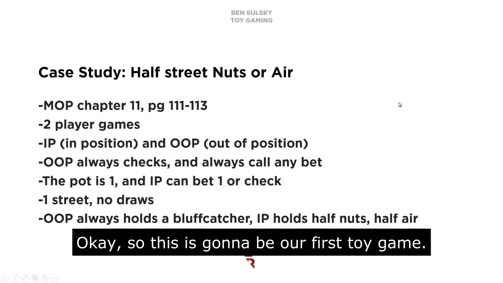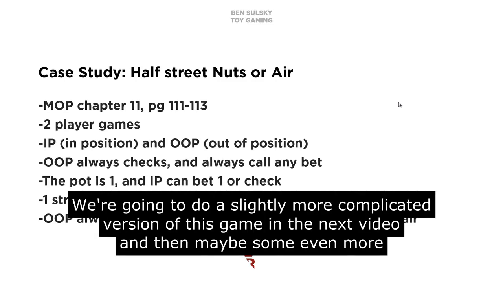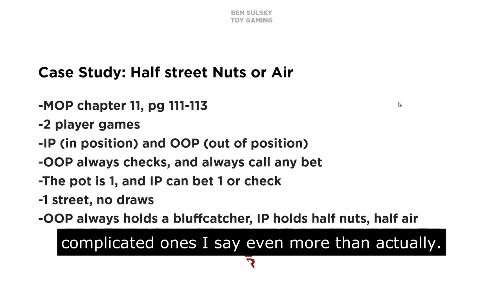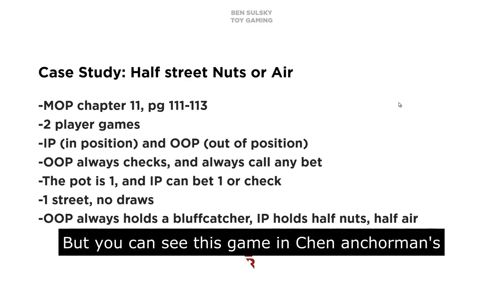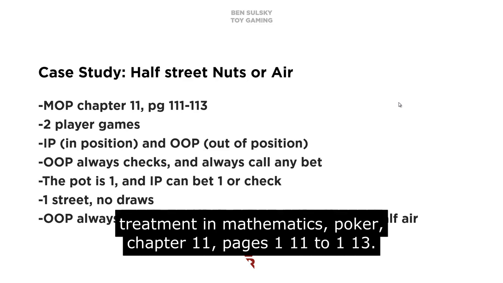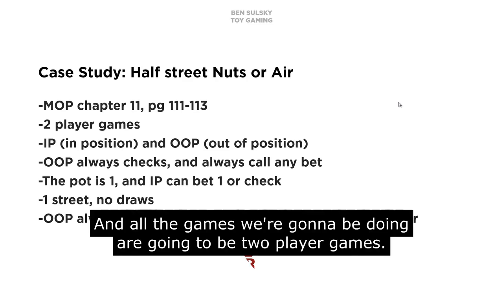Okay, so this is going to be our first toy game. It's extremely simple. We're going to do a slightly more complicated version of this game in the next video, and then maybe some even more complicated ones. I say even more when they're actually still all going to be pretty simple to start. But you can see this game in Chen and Ankerman's treatment in Mathematics of Poker, Chapter 11, pages 111 to 113. And all the games that we're going to be doing are going to be two-player games.